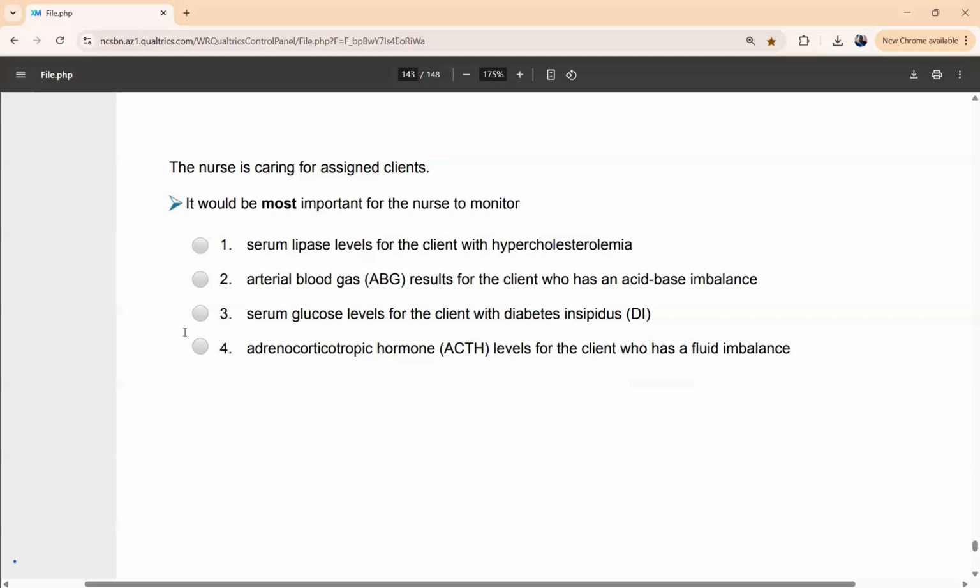Then I went to 3, serum glucose level for the client with diabetes insipidus. We know that's the blood type for the person with that, but it didn't say exactly what the problem is. It just stated diabetes insipidus. It didn't give a problem. And then I went to 4, adrenocorticotropic hormone levels for the client who has a fluid imbalance. I actually didn't know the ACTH, but I said to myself, fluid imbalance doesn't come with this, so I just eliminated it and I was left with 2. But I struggled, I won't lie.